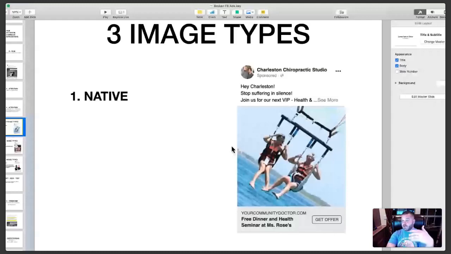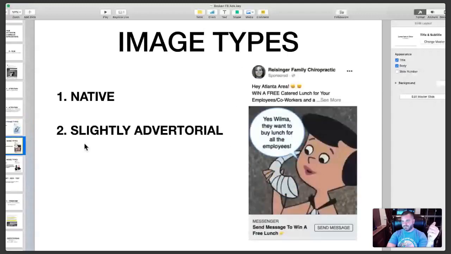So can you guys see, I'm moving on to the next slide here, the slightly advertorial ad. Can you guys see this one? It's got an image of Betty Rubble. Just want to make sure the screen is still showing up here.